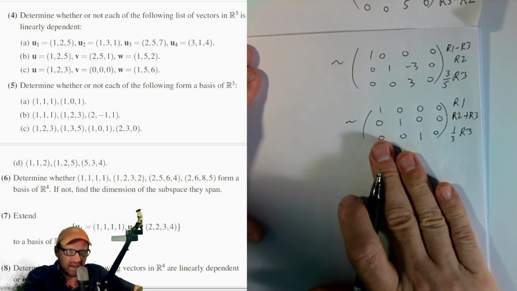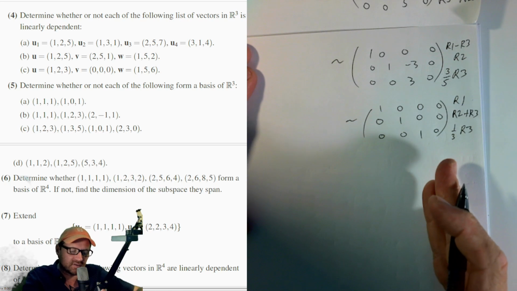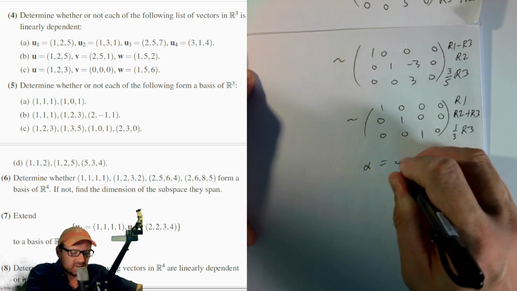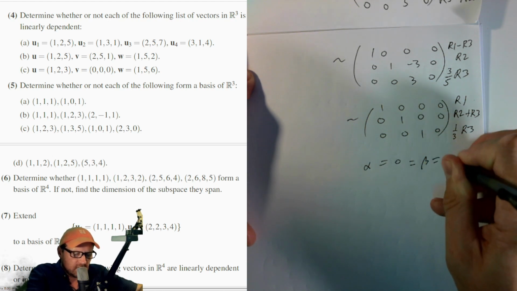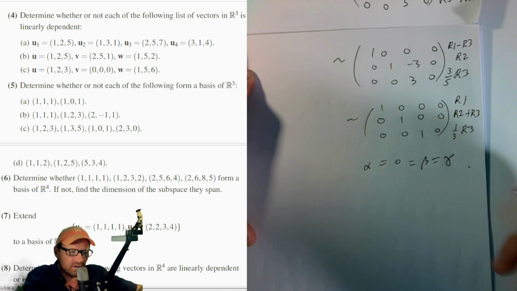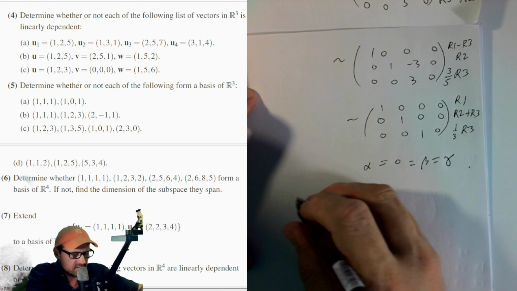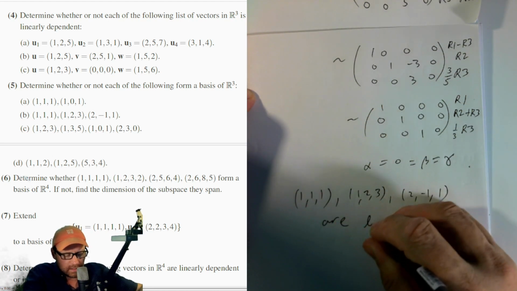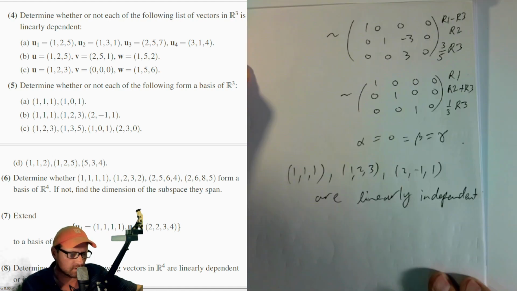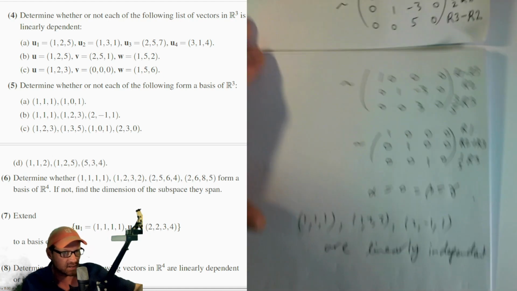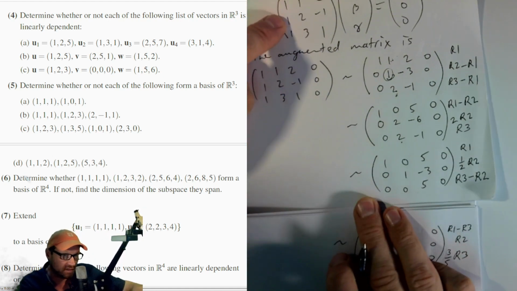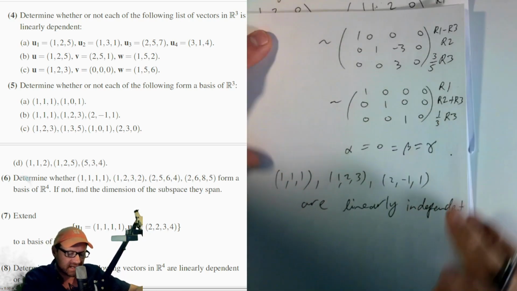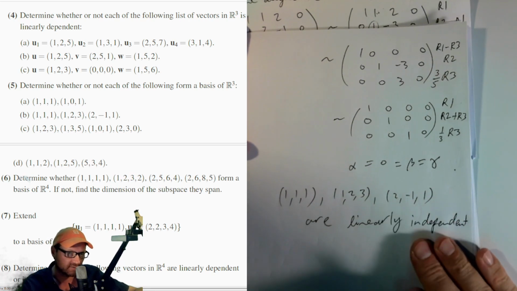So we have the identity matrix on the left, zeros on the right, and so what this tells us then is that alpha is equal to 0, beta is equal to 0, and gamma is equal to 0. So all of the coefficients are forced to be 0. So what we see then is that the 3 vectors are linearly independent. Okay, so that also tells us that the determinant of this matrix here on the left is non-zero. That matrix is invertible. So it also tells us that these 3 vectors span all of R3.